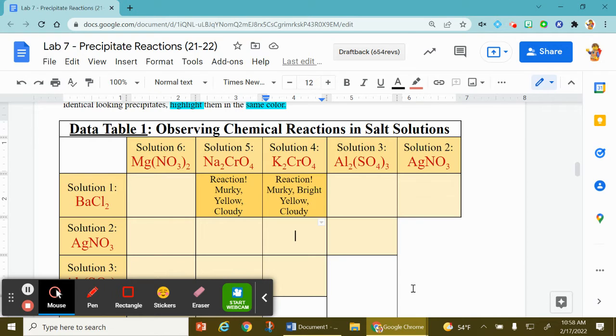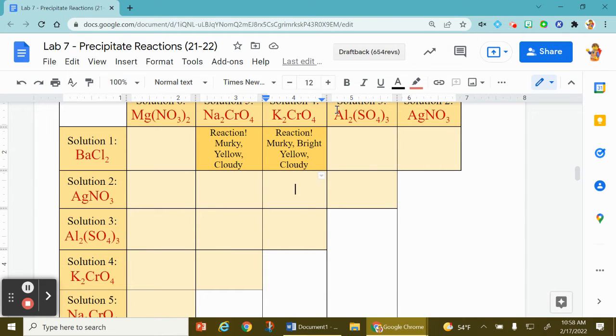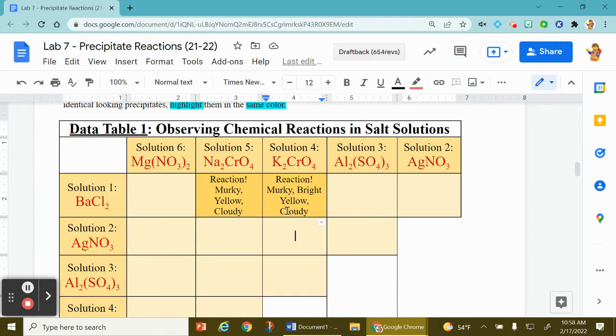All right. So, anyways, the goal of this lab is you need to give me the formulas of several precipitates that are formed in these chemical reactions. Now, how are you going to figure out what the precipitate is? Well, what you have to do is look at the results of your chemical reaction and find two different reactions that produced similar results.